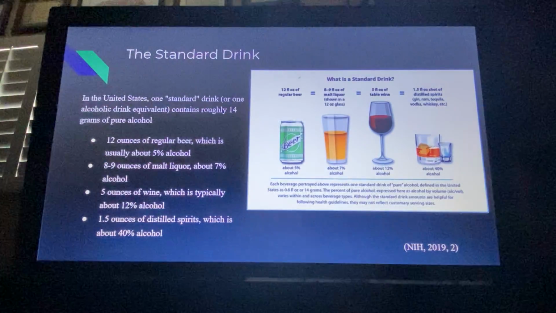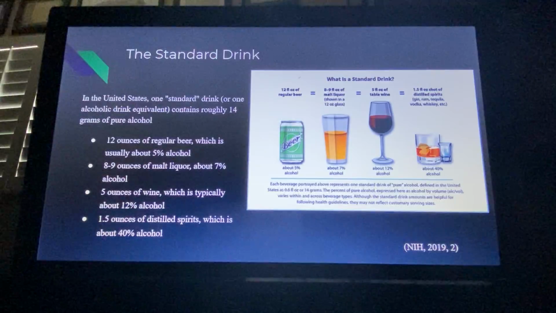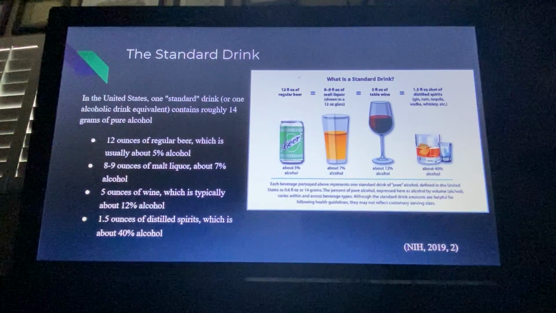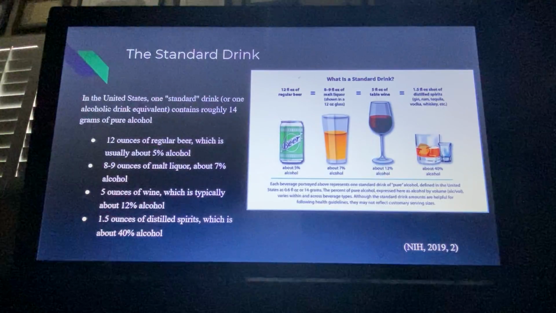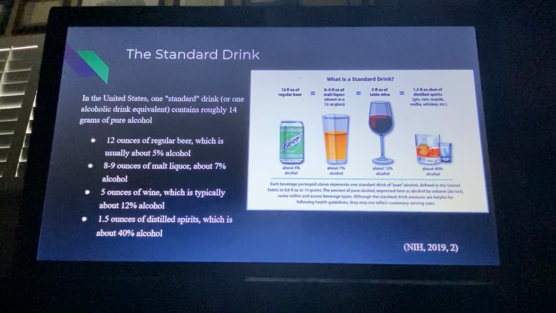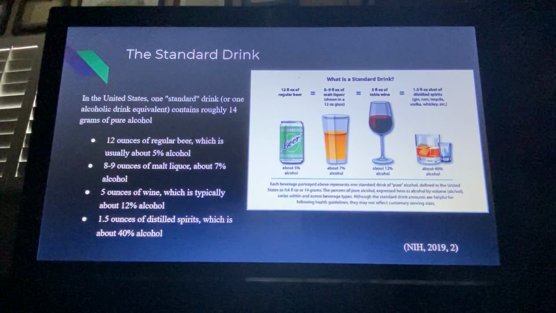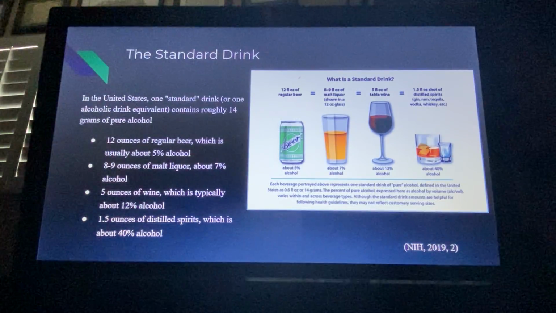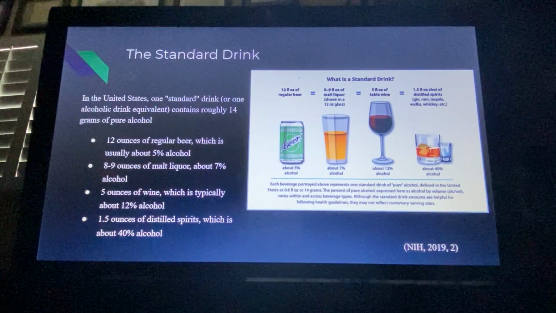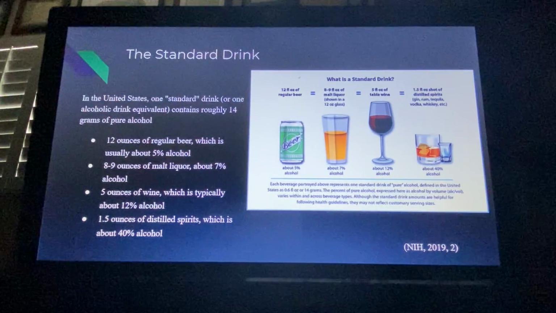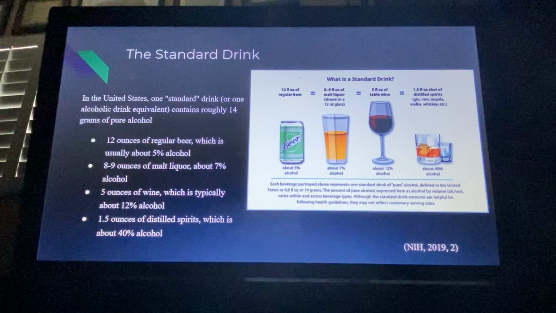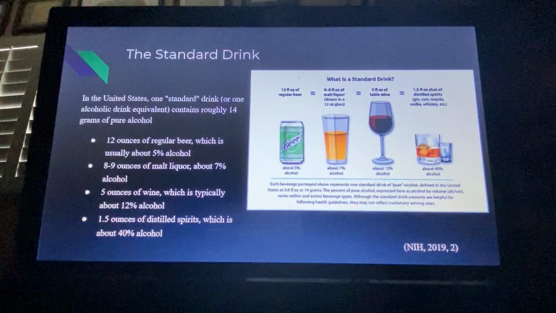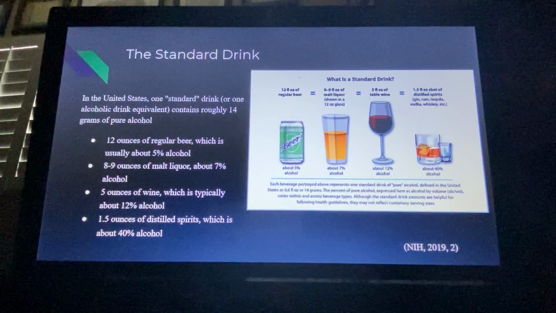So I wanted to go over the standard drink. Most people don't really know what the standard drink is. It's different for each type of liquor. For example, 12 ounces of beer has the same alcohol as 8 to 9 ounces of malt liquor, 5 ounces of wine, and 1.5 ounces of distilled spirits, or hard liquor shots. So one alcoholic drink is roughly equivalent to 14 grams of pure alcohol.